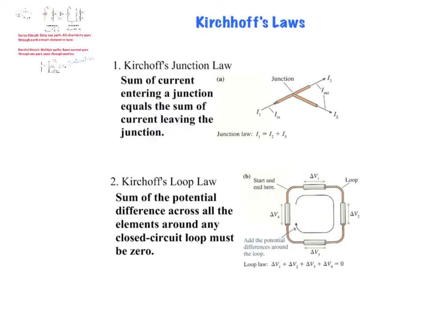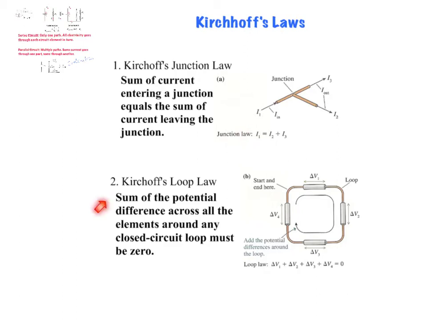So when we come to any junction, however much current goes into that junction will leave that junction. So here we've got I1 goes into that junction. I2 plus I3 will equal I1.